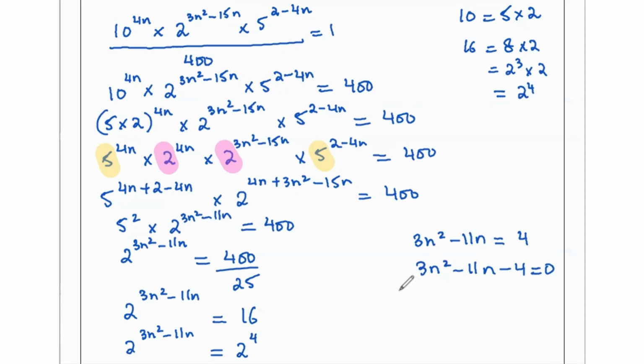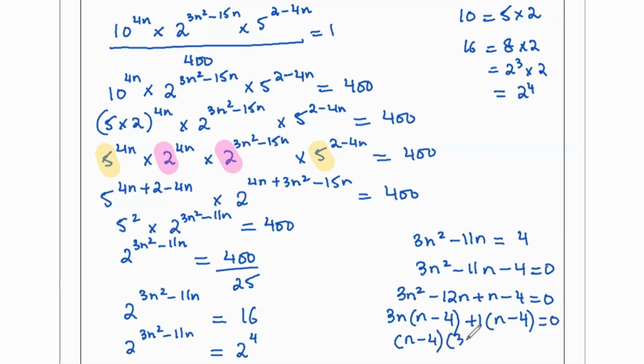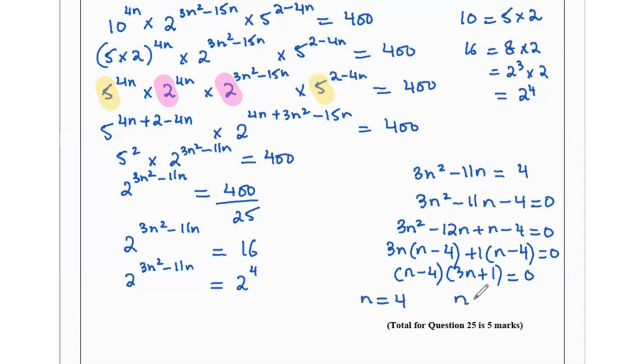When you factorize this, 3n squared minus 12n plus n minus 4 equals 0. I'm using the splitting the middle term method. You can use the quadratic formula. Like I've said before, whichever method works for you. Factor by grouping. In the first 2 terms, we have 3n common. So n minus 4 in the bracket, plus 1 bracket n minus 4 equals 0. So n minus 4 bracket 3n plus 1 equals 0. So n equals 4 and n equals negative 1 over 3. These are the 2 values of n for our question.